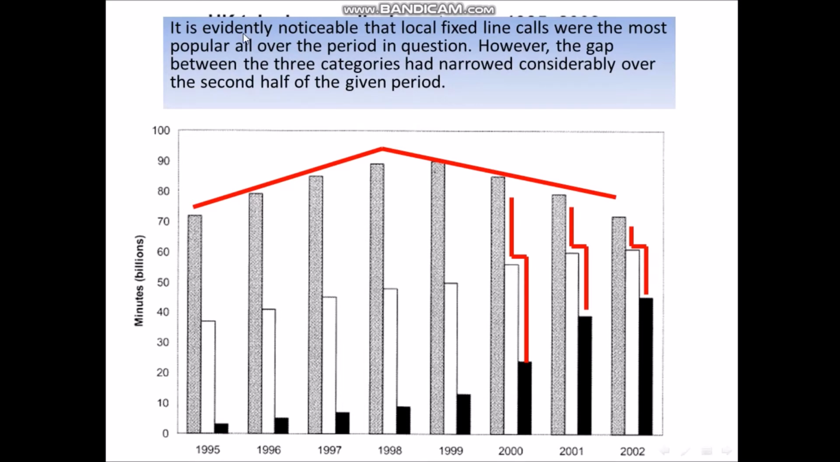You could learn expressions like evidently noticeable, all over the period in question, narrowed considerably, here is the narrowing, started to shrink, the gap or the difference started to shrink over the second half of the given period. Write them down and make sure you use them in your upcoming writings.